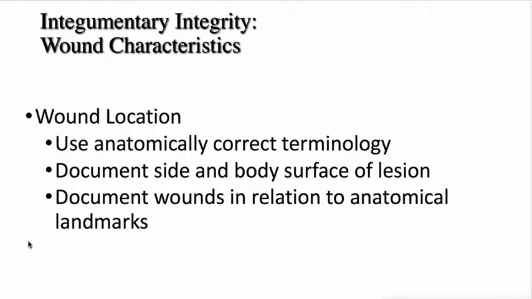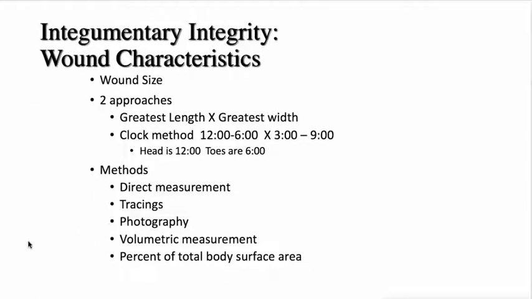What is the location? You want to use anatomically correct terminology, and you want to look at the dominant side and body surface of the lesion. You want to document the side and body surface of the lesion, and document in relation to anatomical landmarks. We'll get into that more in depth. We want to look at the wound size, 2 approaches. We could look at the greatest length times the greatest width, or we could use a clock method, and we're going to look at that. In the clock method, the head is 12 and the toes are 6.